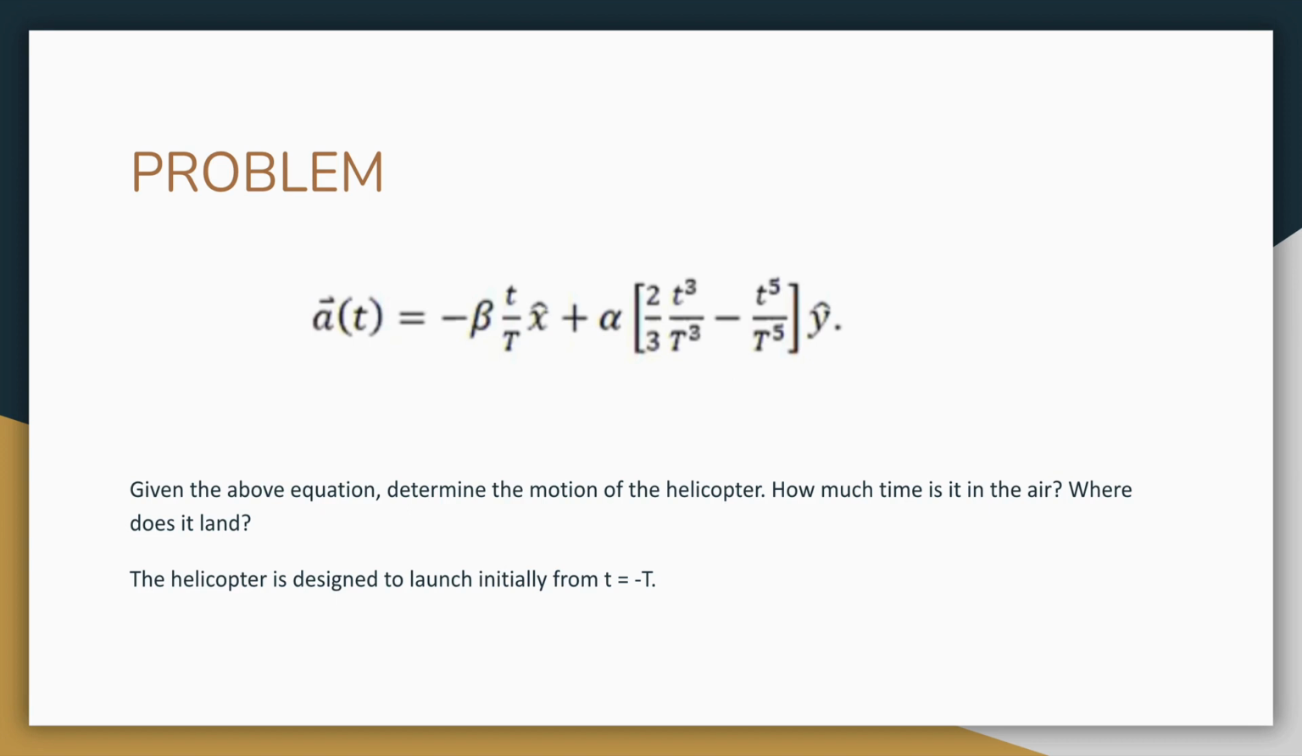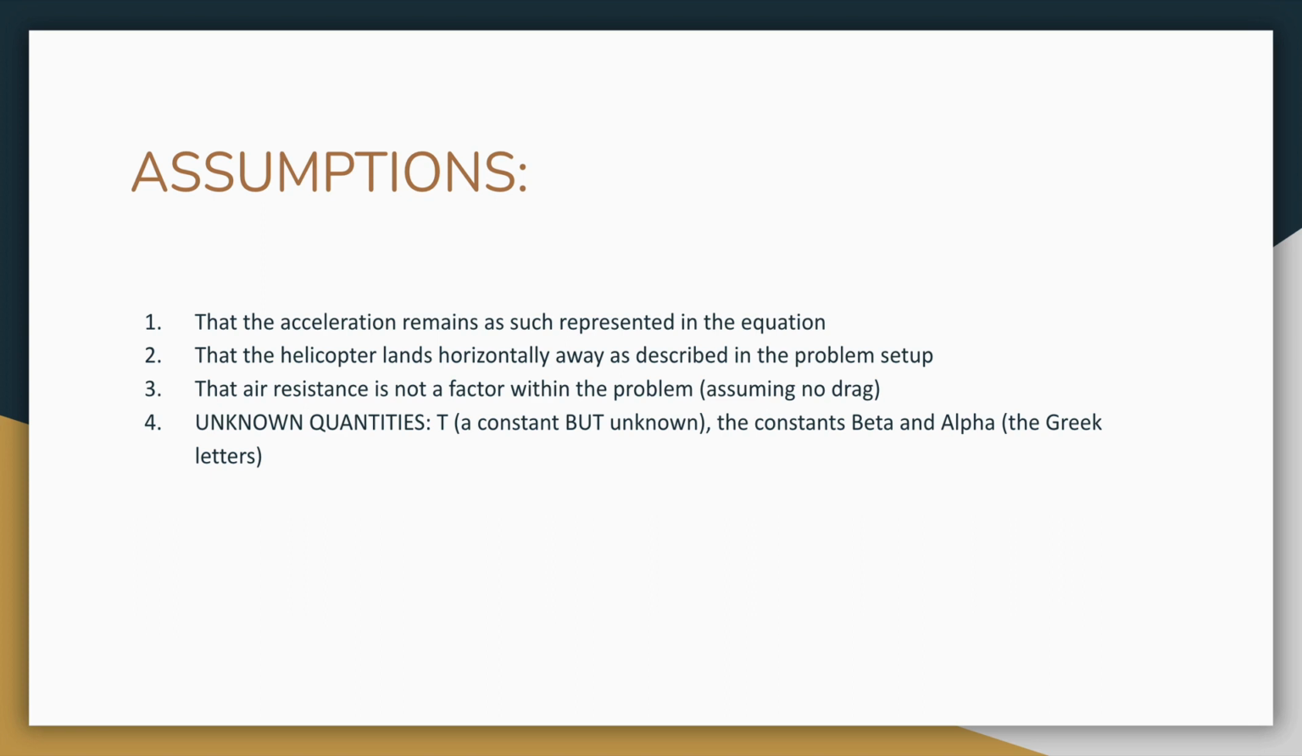There are not many complex assumptions when initially creating the setup for this problem. They are listed on this slide, such as that the acceleration remains as represented, the helicopter should land at a measurable distance, d, and that there is no air resistance as a factor in this problem, because if there was air resistance, that might skew the equation in the x direction, especially when determining d. Also, the unknown quantities of this problem are capital T, some time variable, the constants alpha and beta, which I will later solve for, and also anything that we are solving for, such as the horizontal distance.